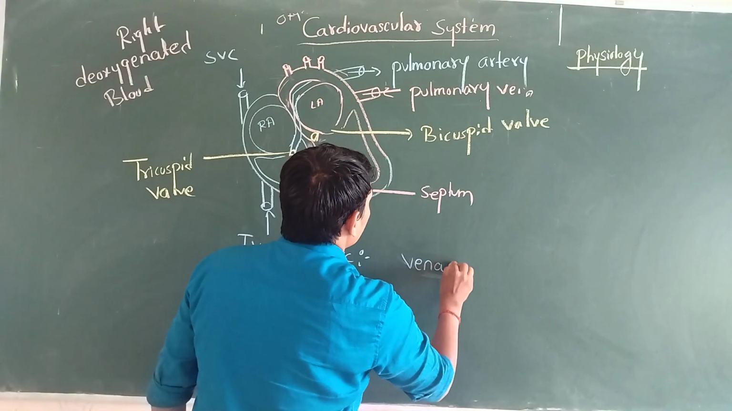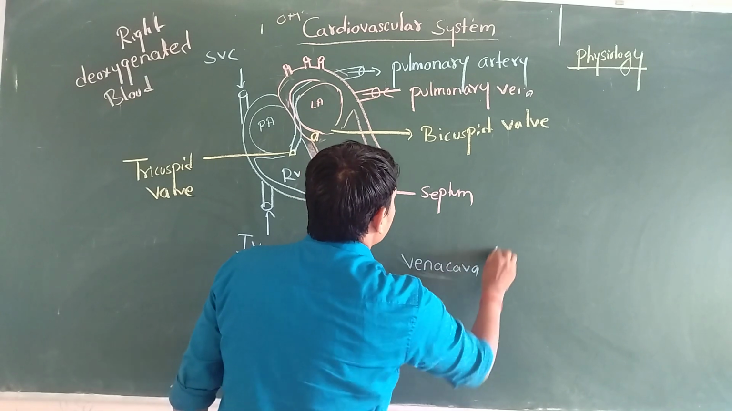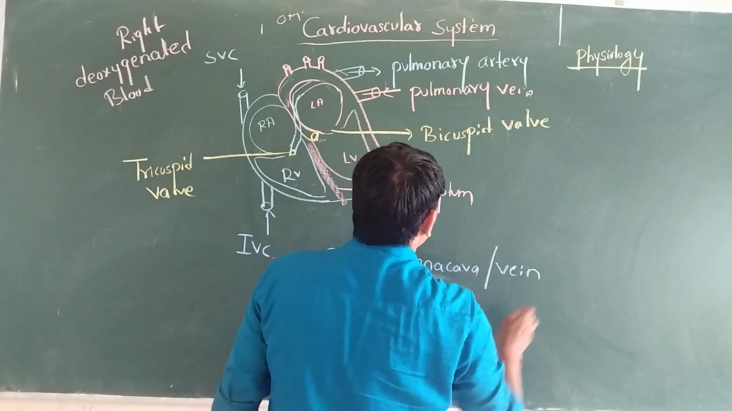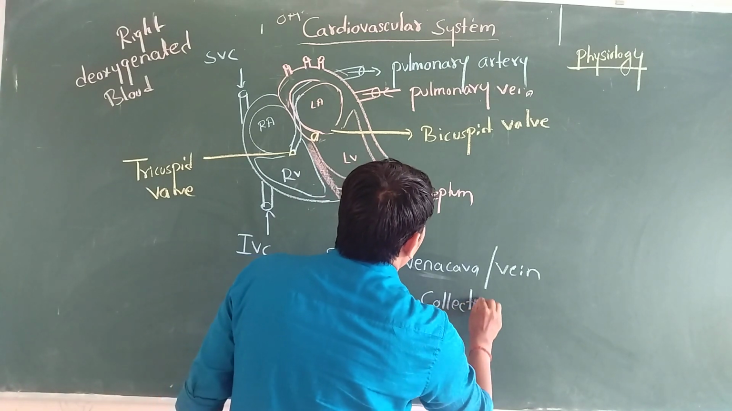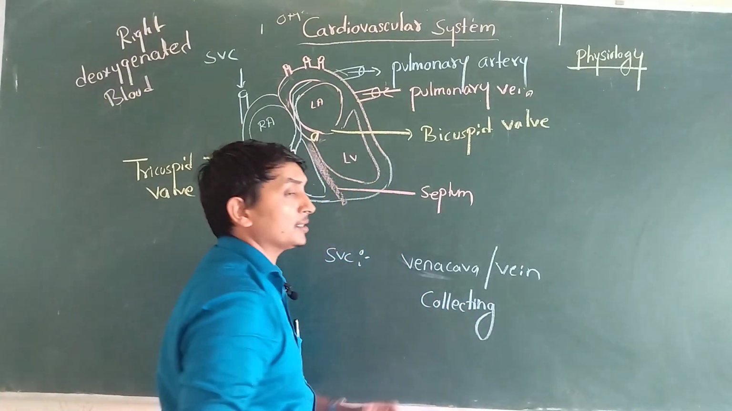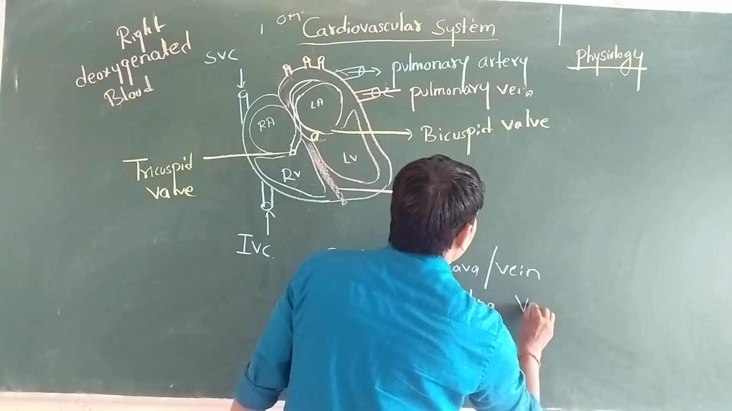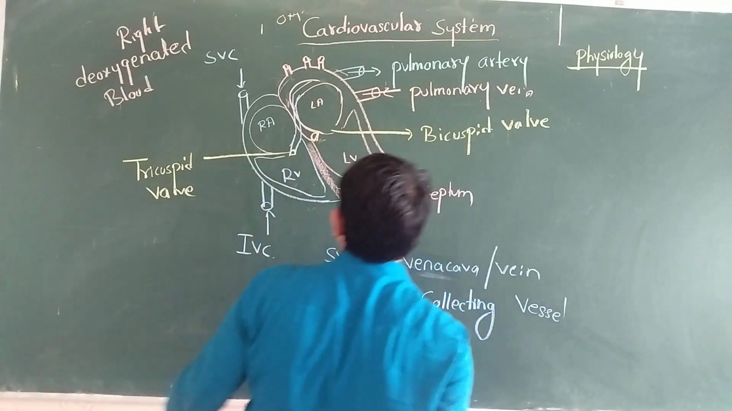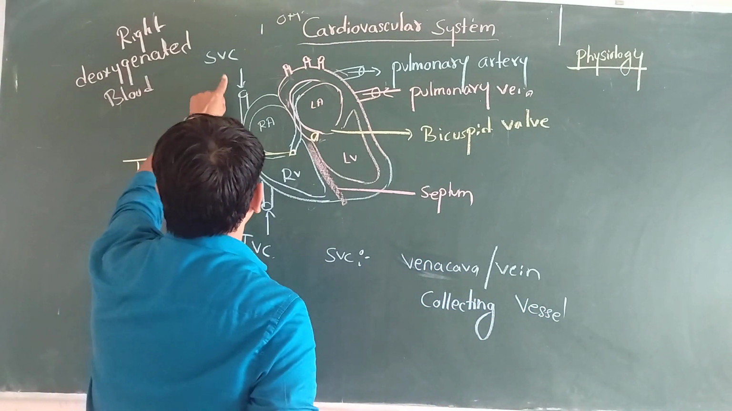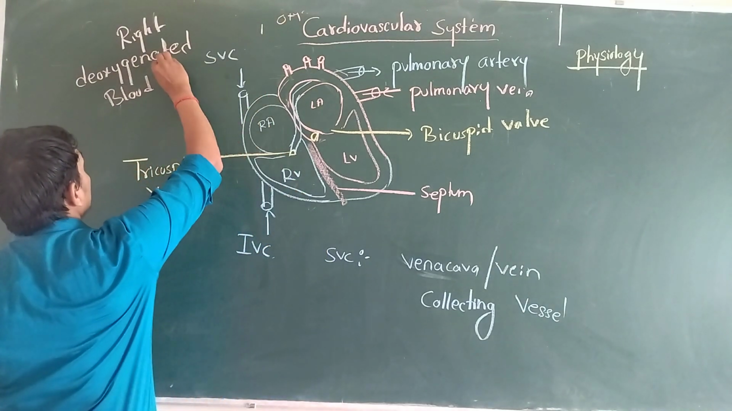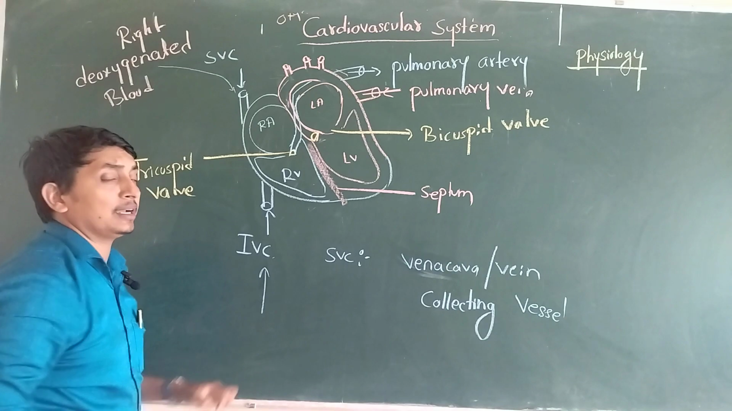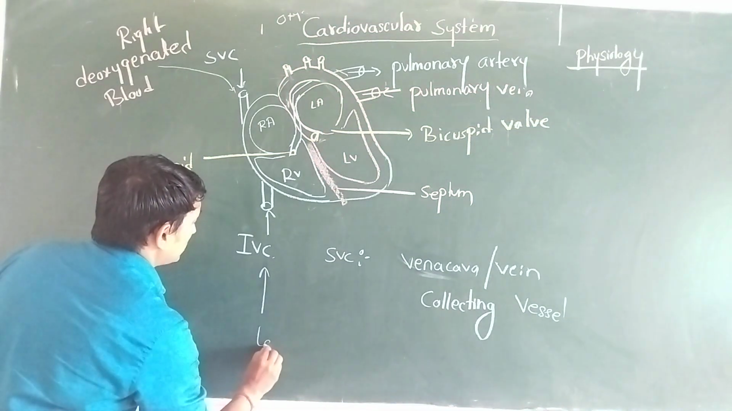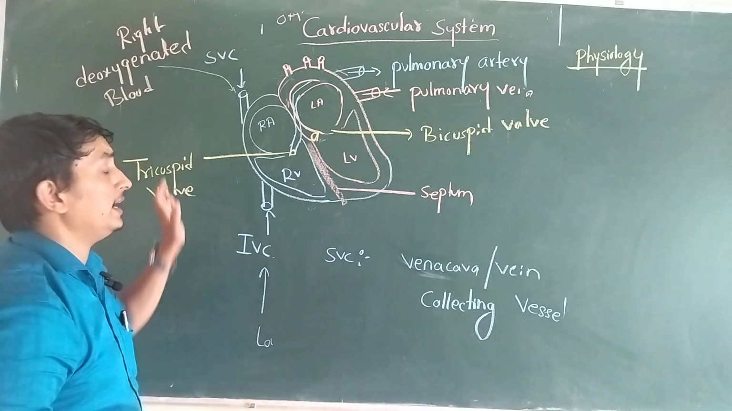Vena cava or veins always collect the blood. They are the collecting vessels, a type of blood vessel which collects the blood. So what does it collect? Superior vena cava collects the deoxygenated blood from the upper part of our body, whereas inferior vena cava collects deoxygenated blood from the lower part of our body and gives it to the right atrium.